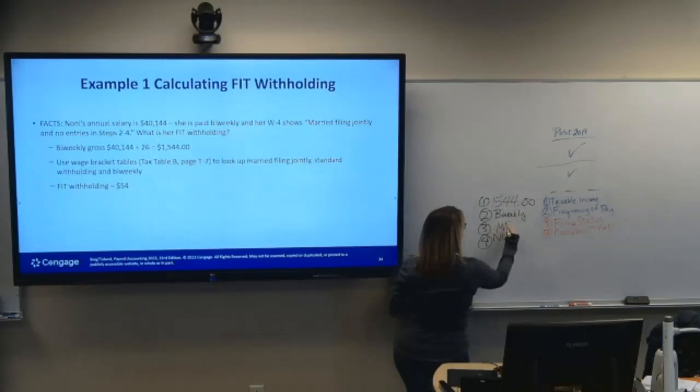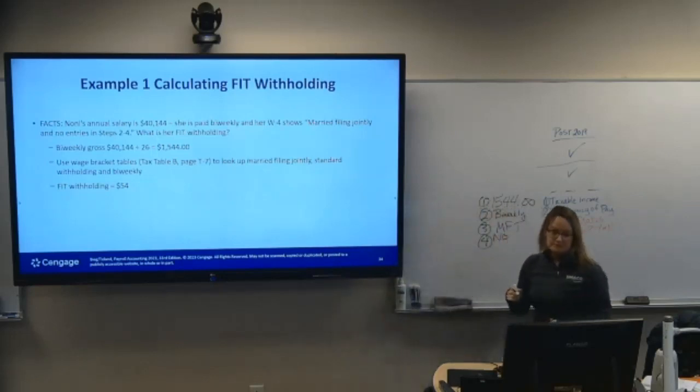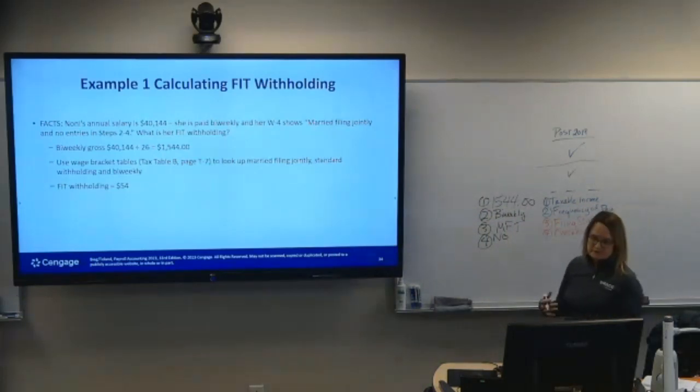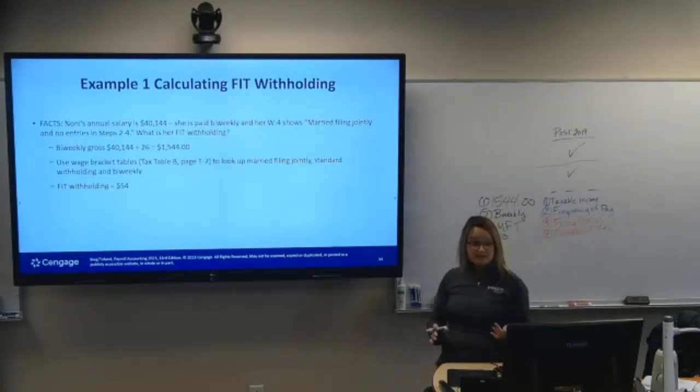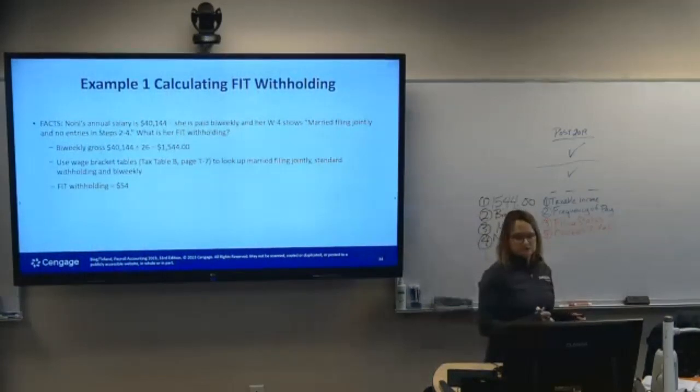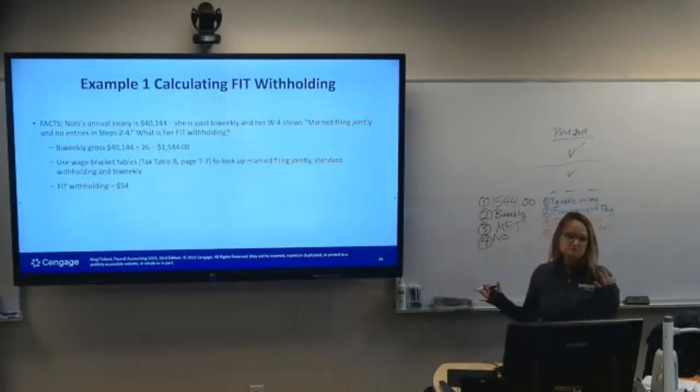Filing status is married filing jointly. You'll see me abbreviate these a lot. Okay, so S is single, MFJ is married filing jointly, MFS is married filing separately, head of household is HOH, and qualifying widow or widower is just QW. Okay, so just for reference.